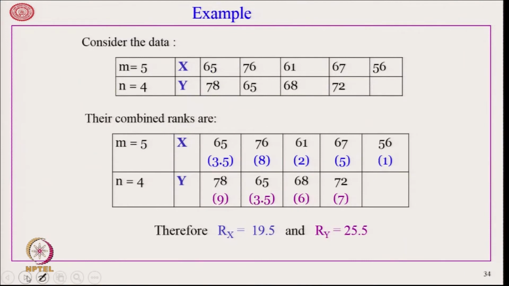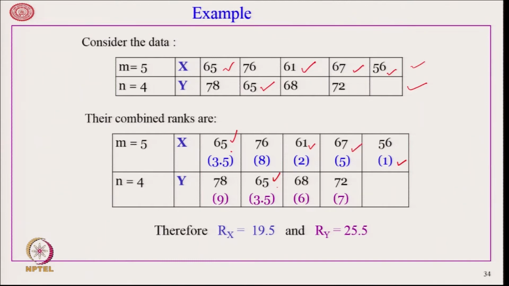Let me illustrate with an example. Suppose there are 5 x observations and 4 y observations. Now, we sort them together and give them the ranks. The smallest one of them is 56, so it is getting the rank 1. The second smallest is 61, it is getting the rank 2. The third smallest is 65, but there is another 65 among the y, so both of them are getting the rank 3.5. The fifth one, because they are taking care of 3 and 4, is 67.